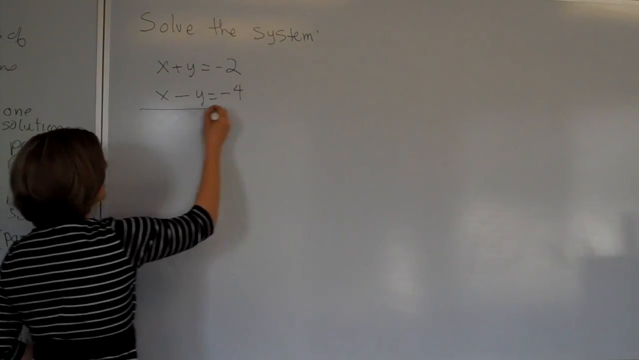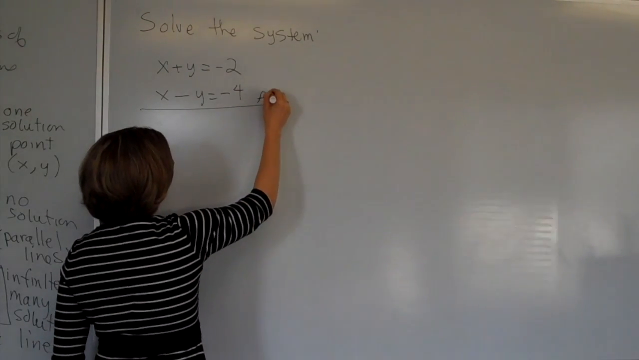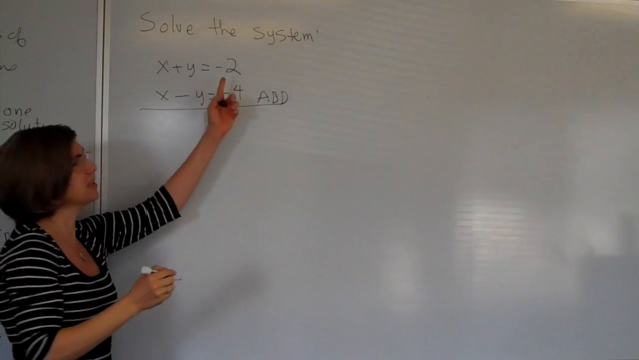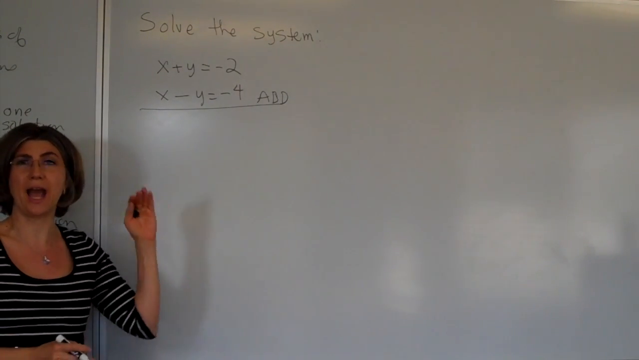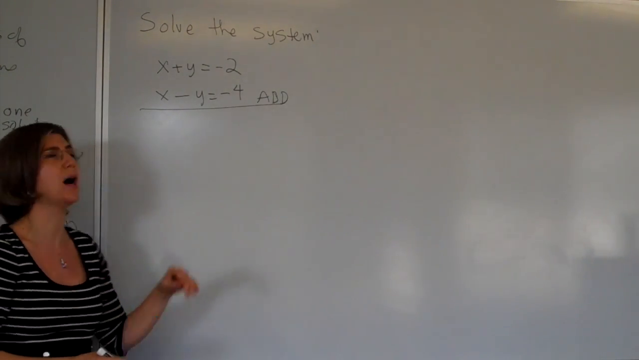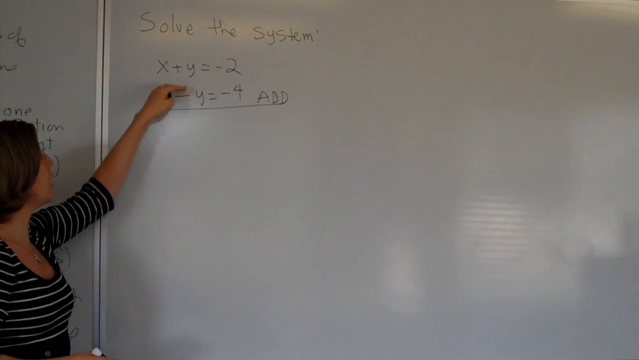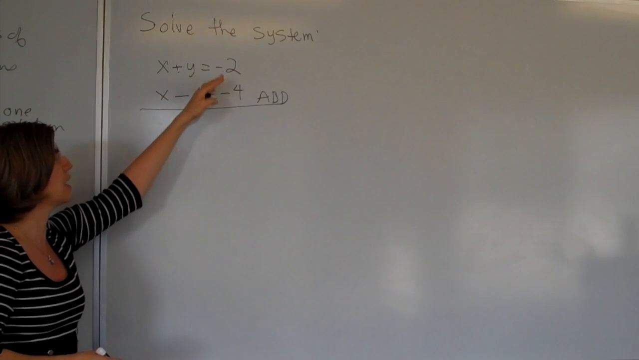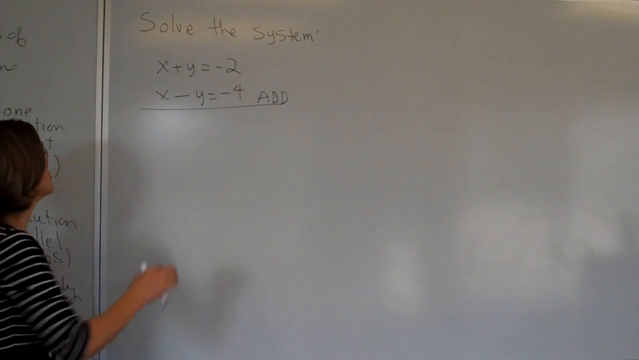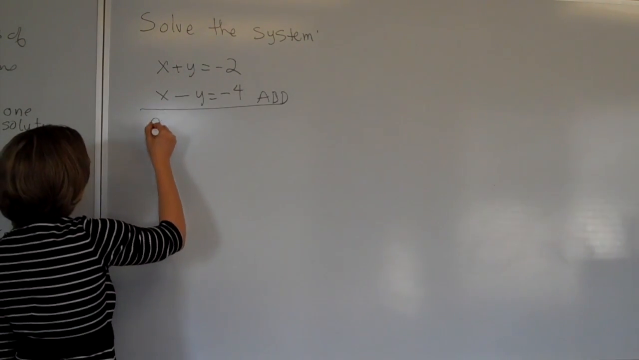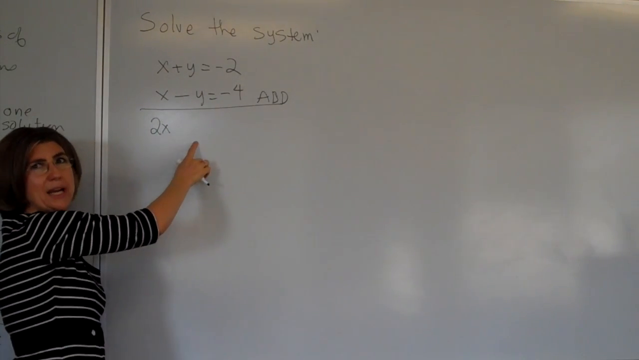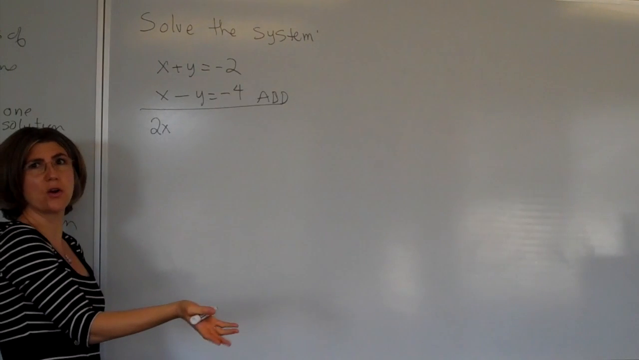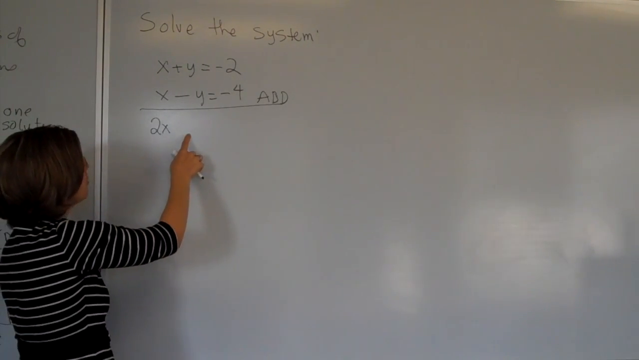And it may seem strange to write the word add here, but many students will accidentally subtract, especially with the numbers. So remember, we're going to add everything on top with everything on the bottom. The x's are going to be added, the y's are going to be added, we're going to bring down the equal sign, and then the numbers are going to be added. So x plus x is 2x. y minus y is 0. And don't write anything there. 0 times y is 0, no matter what y is. So we're just going to leave that blank.